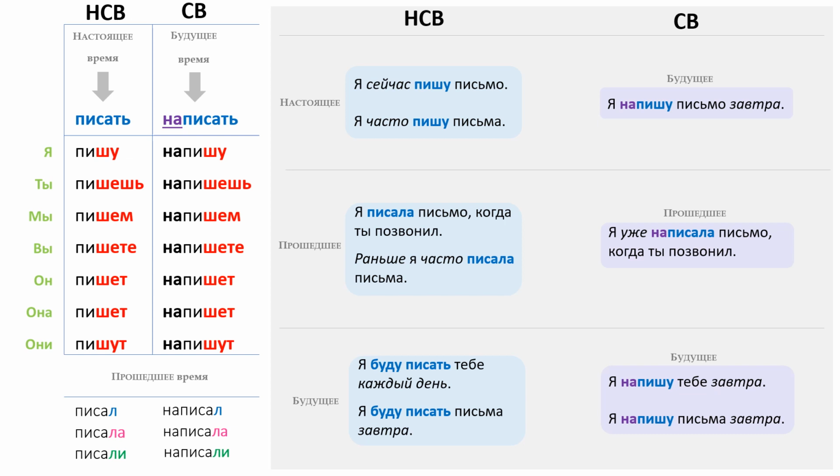Here are two more examples. Я напишу тебе завтра. I will write you tomorrow. You'll hear from me tomorrow. A particular result in the future. Я напишу письма завтра. I will write the letters tomorrow. The letters will be written. There will be a specific result in the future.